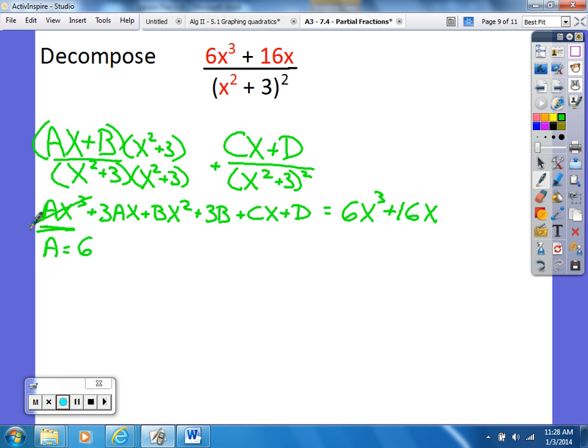You know what I'm going to do? I'm just going to cross it out so I don't even worry about it. Hey, I see a B with an x squared. So what does B have to be? Does that make sense? Yeah. Okay, I'm going to stop us there.